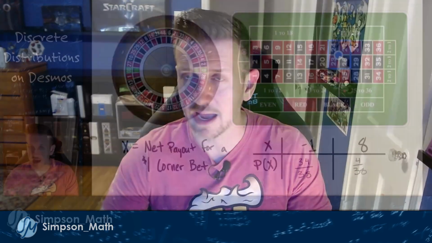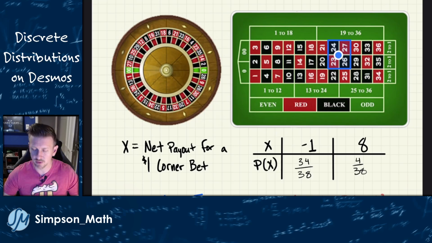Hey, this is Alicia with Simpson Math, and in this video, we're going to be talking about discrete distributions and how we can use Desmos to find the mean, the standard deviation, the variance, graph it, and even use it to find some quick probabilities. So let's take a look at the two examples that we're going to be looking at.